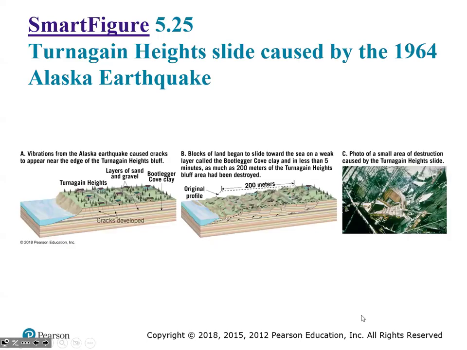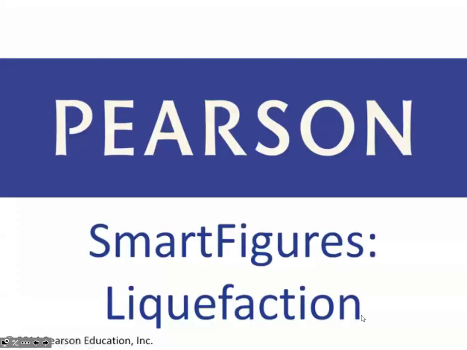So here are some examples of damage caused by earthquakes. This is the Turnagain Heights slide caused by the 1964 Alaska earthquake, where this subdivision basically broke into blocks, and the blocks all slid on a layer of clay that was underneath the subdivision, and they just sort of rotated like 45 degrees. This was the most powerful earthquake ever recorded in the US, and it was up in Alaska.